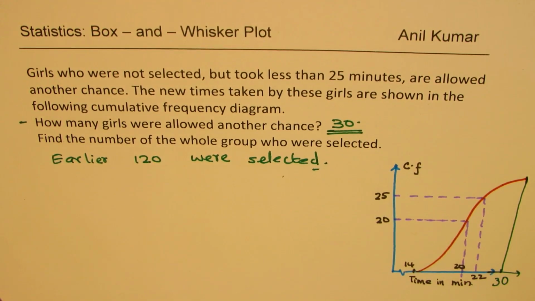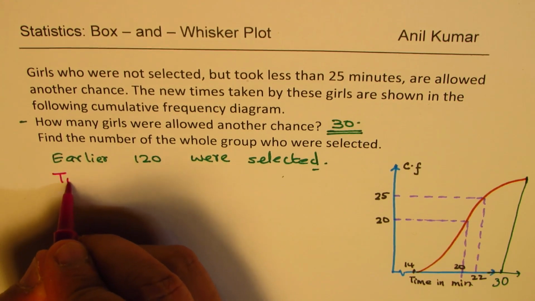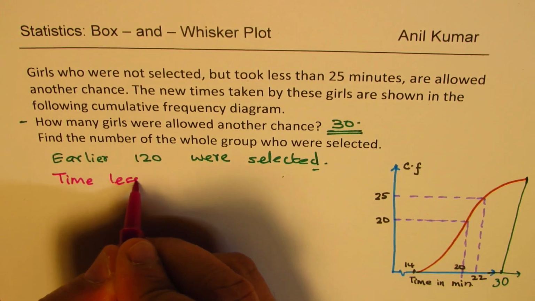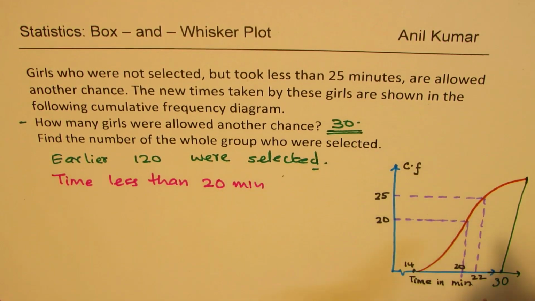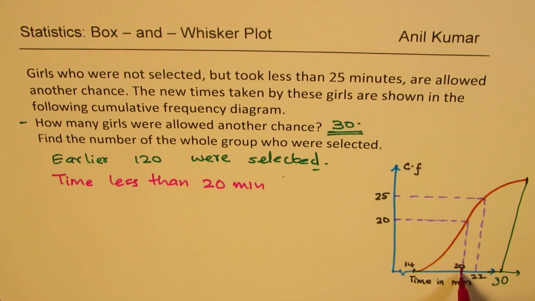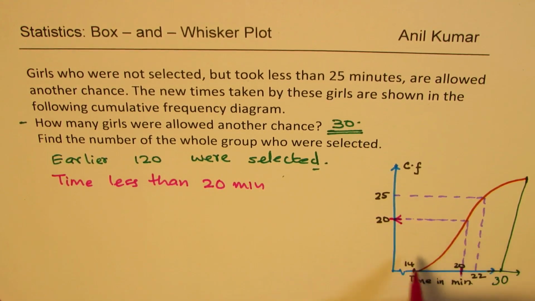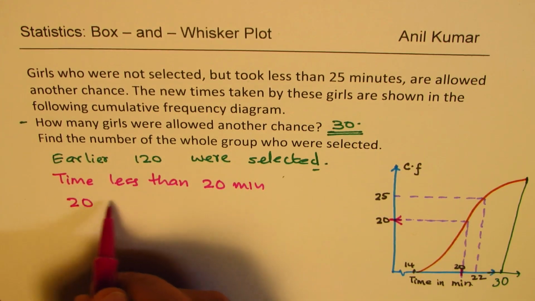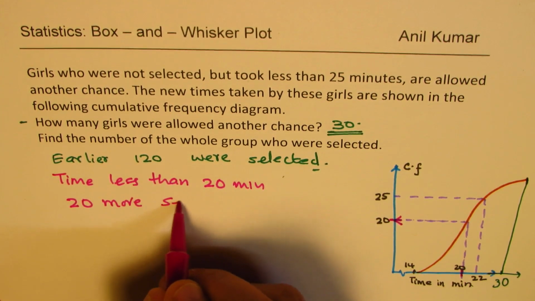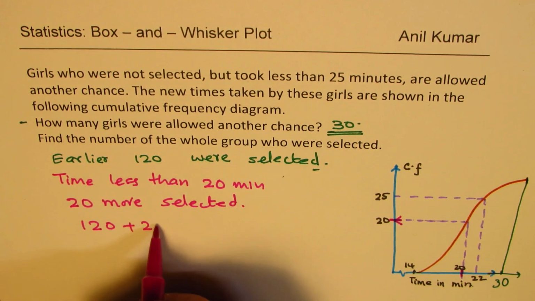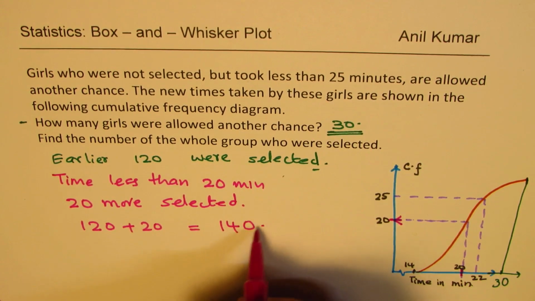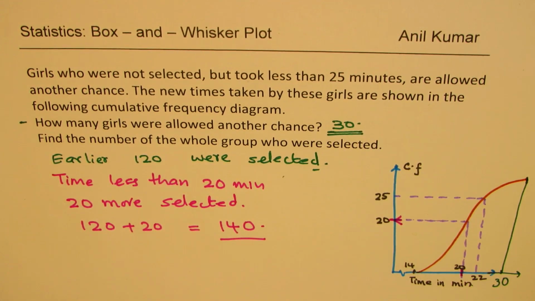Now, who will be selected? The selection criteria is that time should be less than 20 minutes, correct? So from this graph, that is the time and that is the number of girls. So there are 20 more. So our answer is 120 plus 20, which is 140. So a group of 140 girls has been selected in all. Makes sense to you, right?